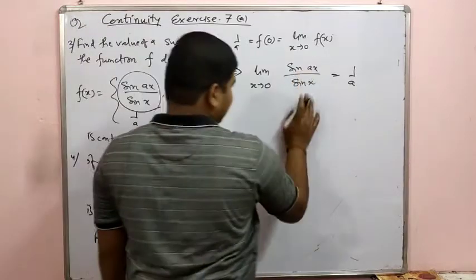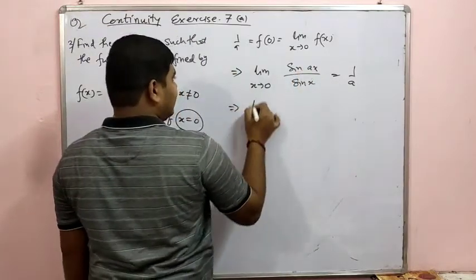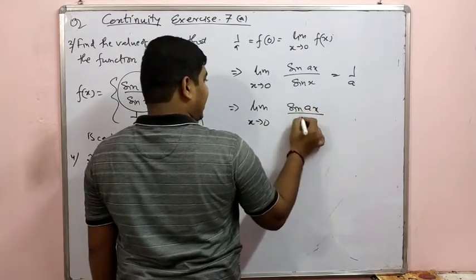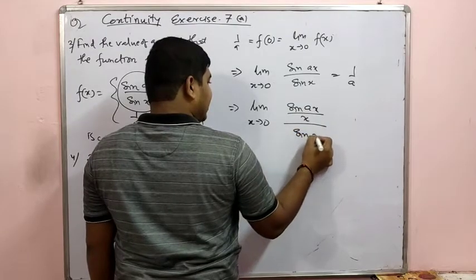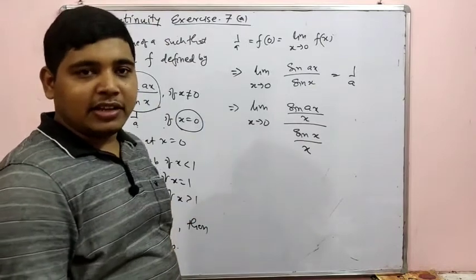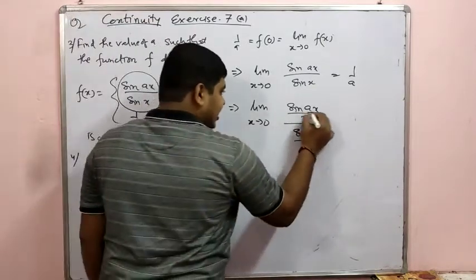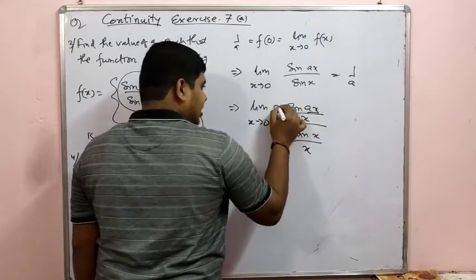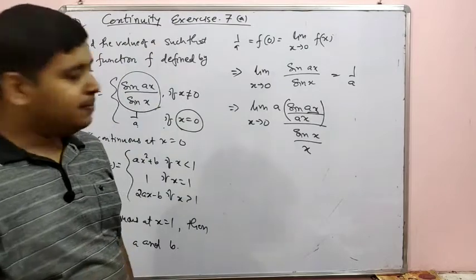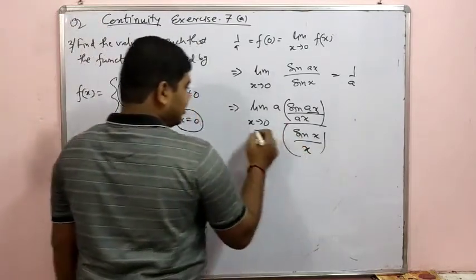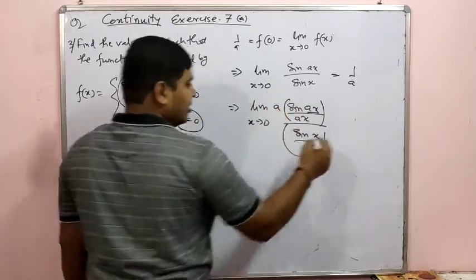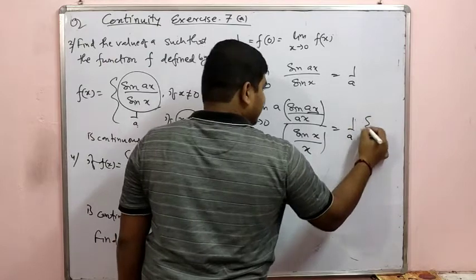So for sin ax by sin x, we first take the limit. So this implies limit x tends to 0 sin ax by sin x by x. We divide both numerator and denominator by x. Since here we have ax, we multiply by a here, and also multiply by a in the numerator. Okay. Now limit x tends to 0 sin ax by ax is equal to 1. Also sin x by x is equal to 1. And this is equal to 1 by a.